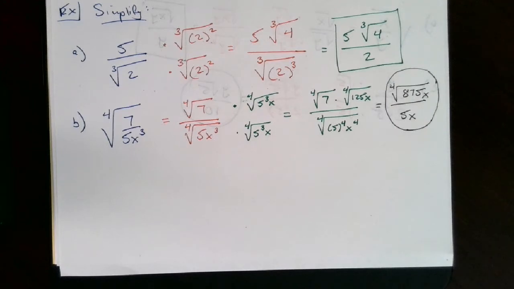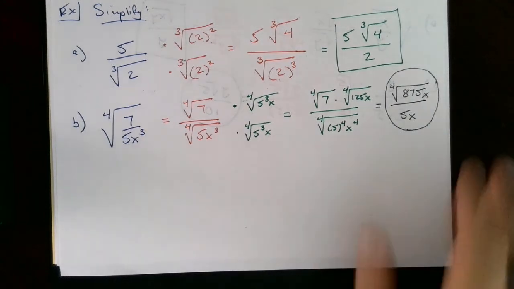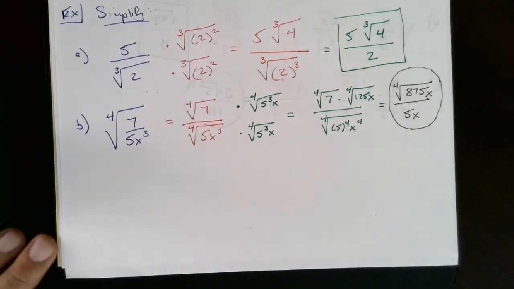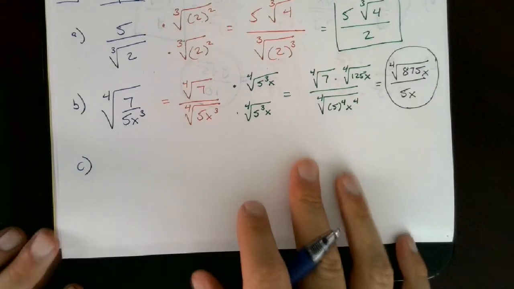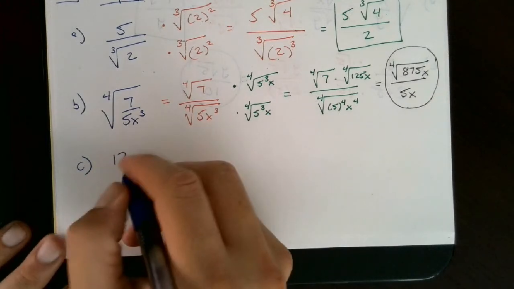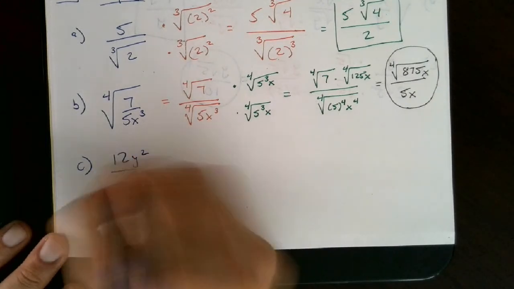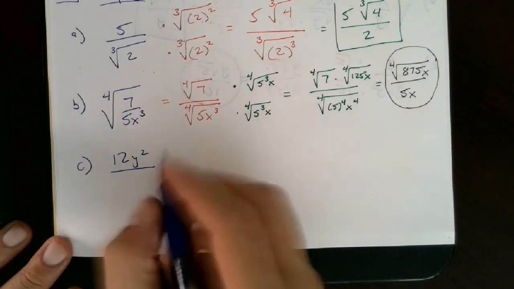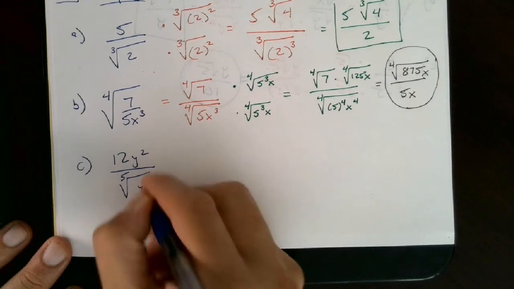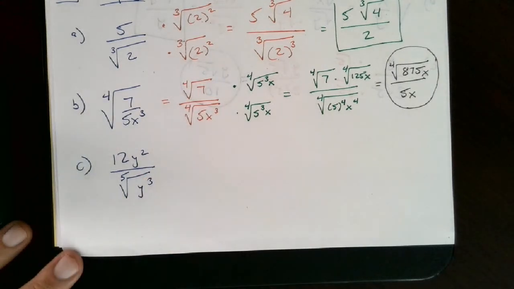Let's just take a look at a couple more. You might want to pause the video and try it on your own here. If I looked at 12y squared over the fifth root of y to the third power. So you might want to pause this and try it on your own.